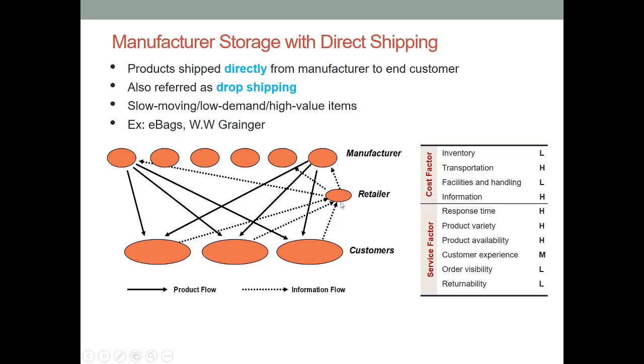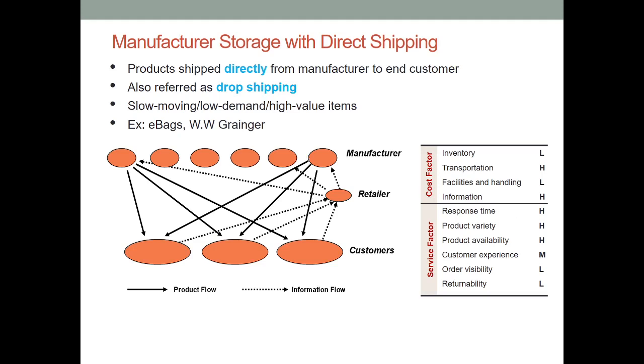From here, the customer orders from the retailer. With the information that the retailer gets, they will order from the manufacturer. Once the manufacturer gets the order, they will send it straight away, directly to the customer. This is also called drop shipping. The type of products suitable for this distribution network are slow moving products, high value items, or low demand products, because it takes a longer time for the customer to receive the product.